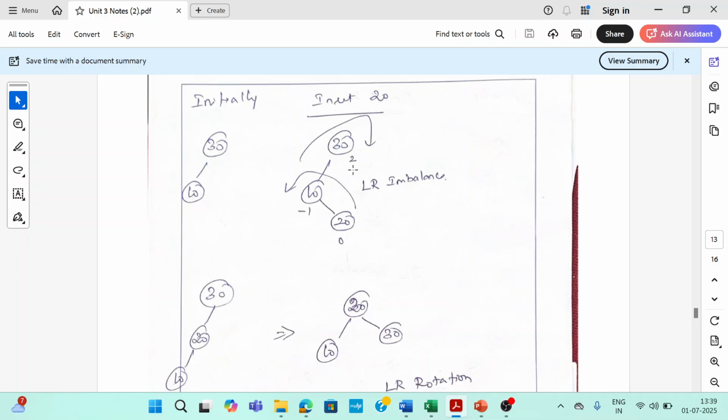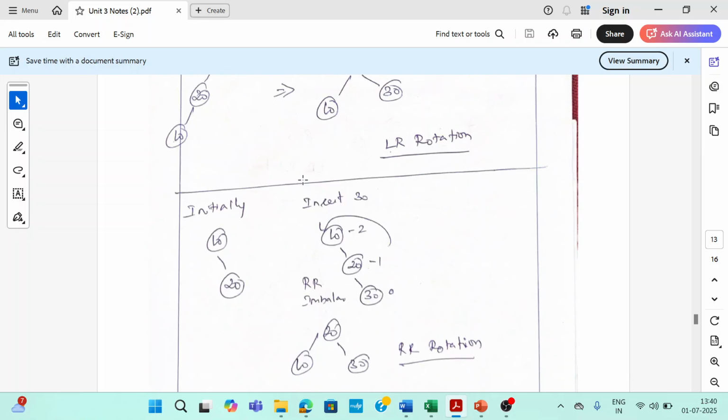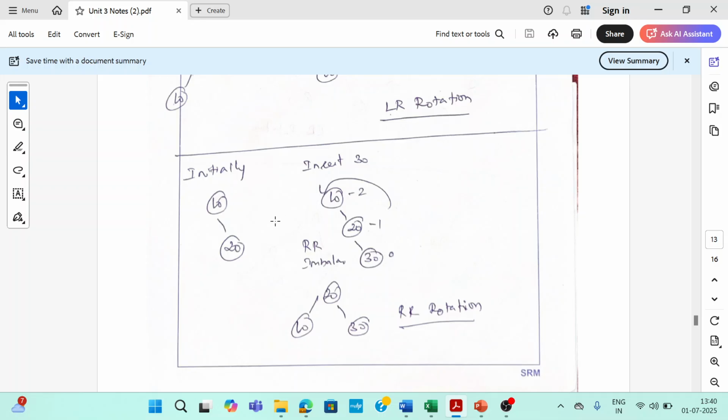Two steps. Okay, whenever we have a left right rotation or right left rotation, we'll perform 2 steps. For left left and right right, we'll perform only 1 step. Okay, this is called left right rotation. And next one is called right right rotation here.